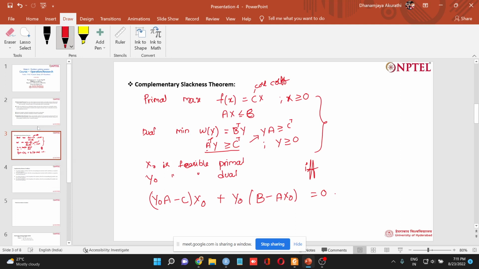Please note all these points, as I will ask you after this explanation. What would be the complementary slackness theorem? Like an assignment problem. So you can see all this.